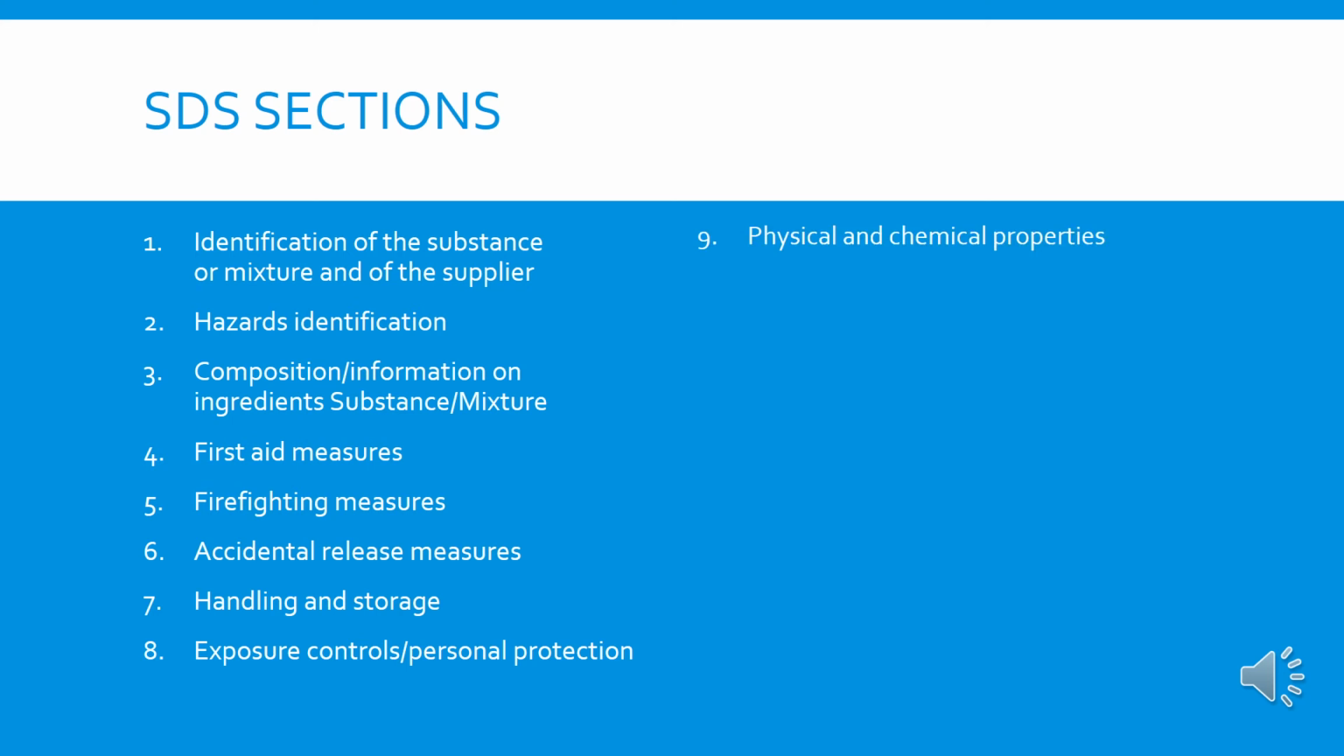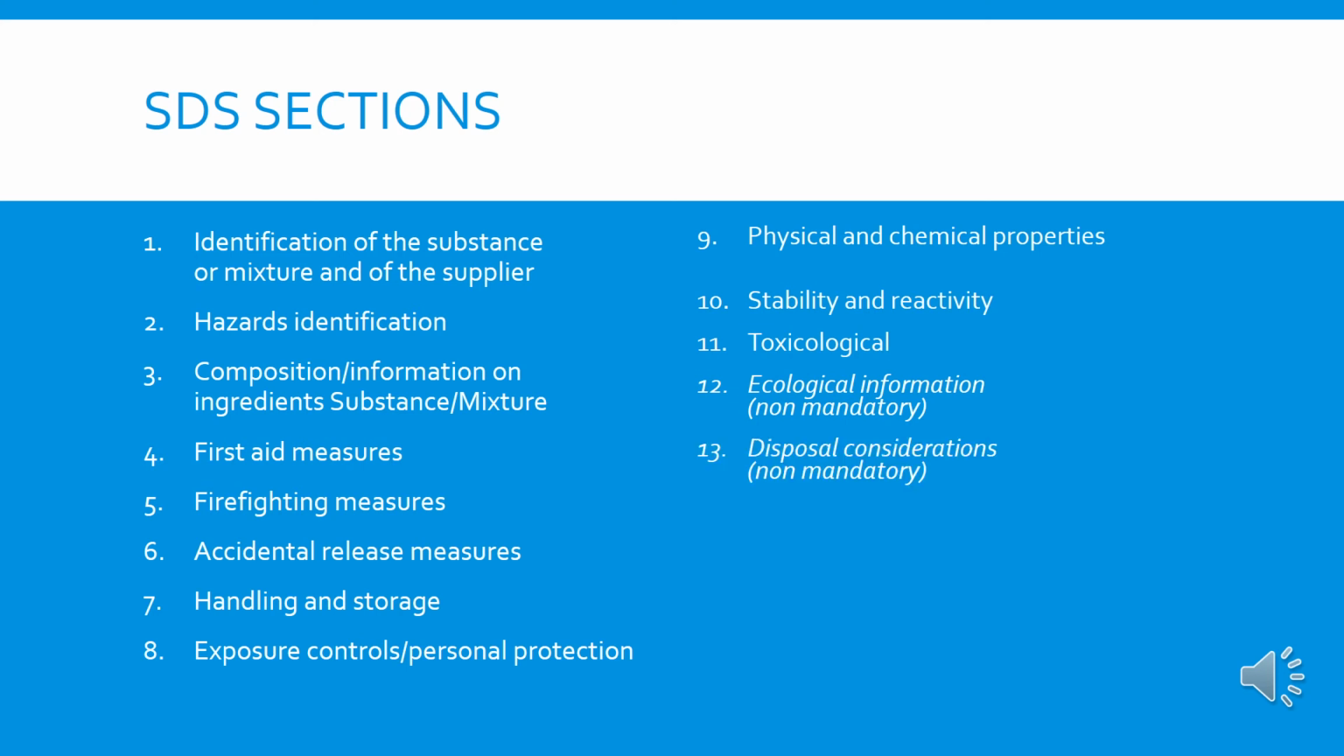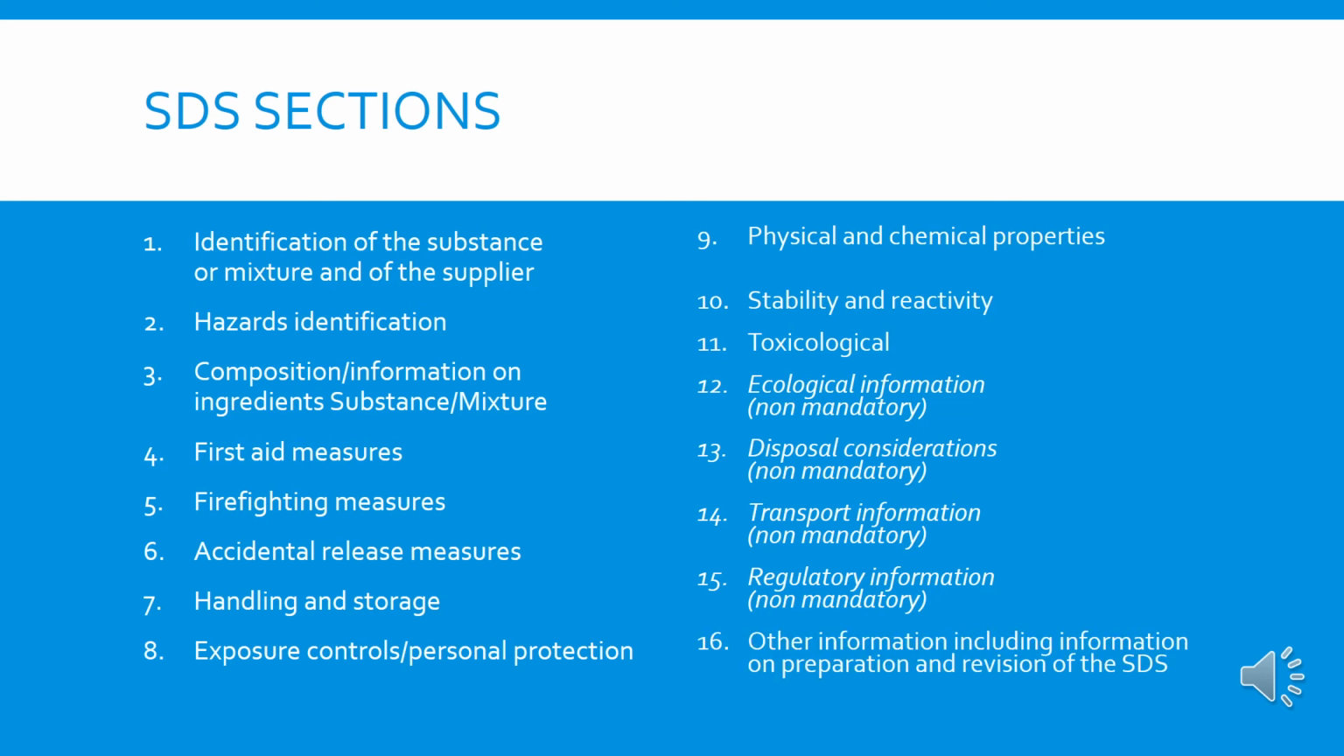Section 9. Physical and chemical properties. Section 10. Stability and reactivity. Section 11. Toxicological information. Section 12. Ecological information, non-mandatory. Section 13. Disposal considerations, non-mandatory. Section 14. Transport information, non-mandatory. Section 15. Regulatory information, non-mandatory. Section 16. Other information, including information on preparation and revision of the SDS.